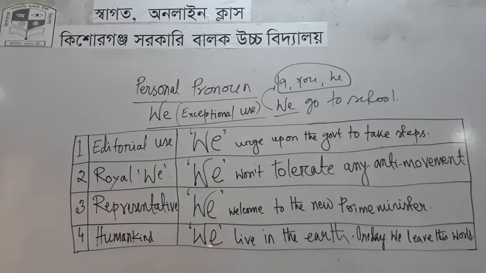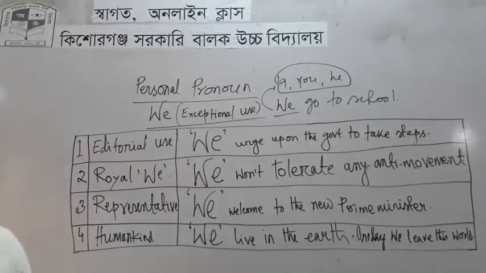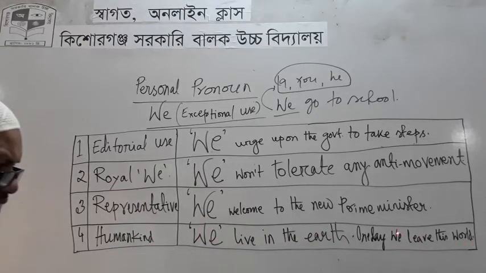Suppose we live in the world, earth. We mean the human people. There are different types of classes in humankind, but we mean here humankind. We live on the earth. One day we leave this world. This we means humankind. I think what I have already told you about that we is clear to you.